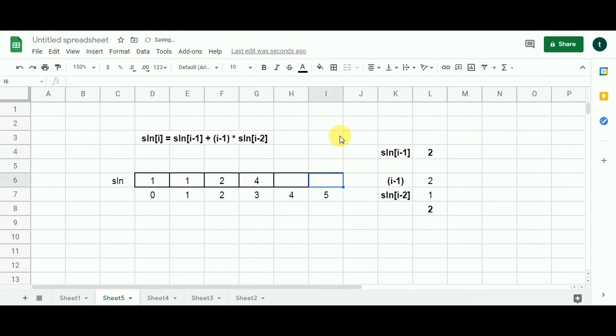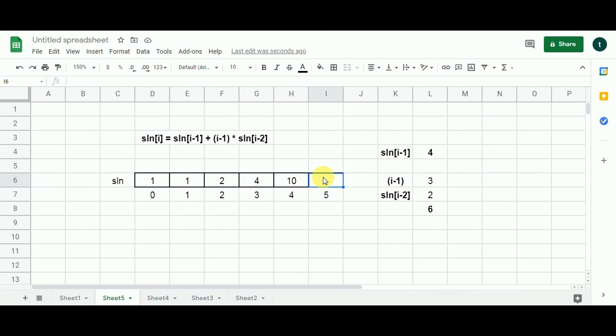Good. Now we are going to replace i with 4. So this component becomes SLN[3]. What is the value of SLN[3]? 4. Let me put it over here. This becomes 4 minus 1, which is 3. And this gives me SLN[2], which has the value 2. What's the multiplication going to result in? 6. So 4 and 6 added together, we get 10. So there are 10 ways in which 4 people can pair up or remain single.